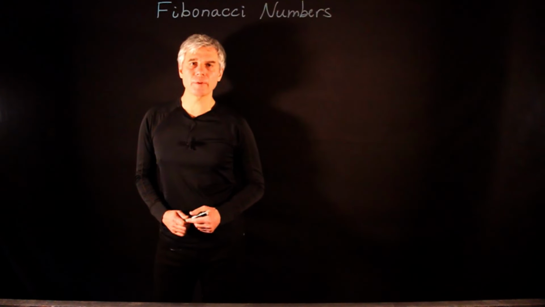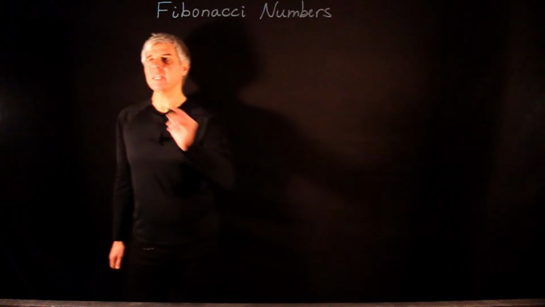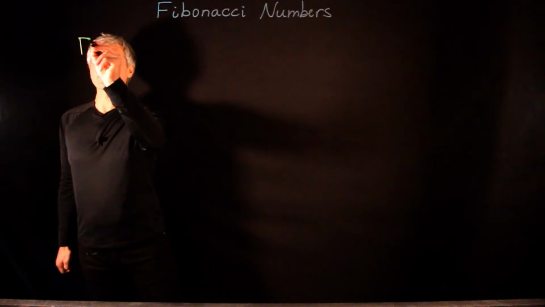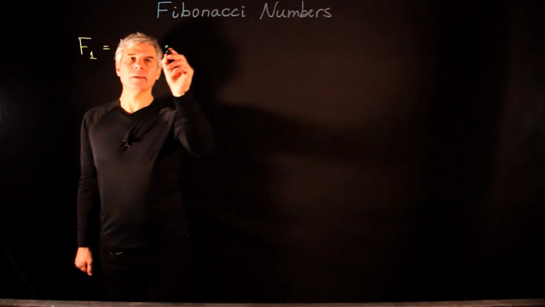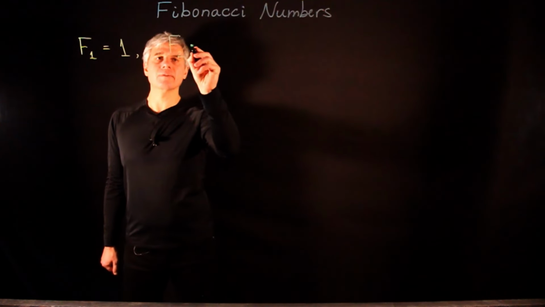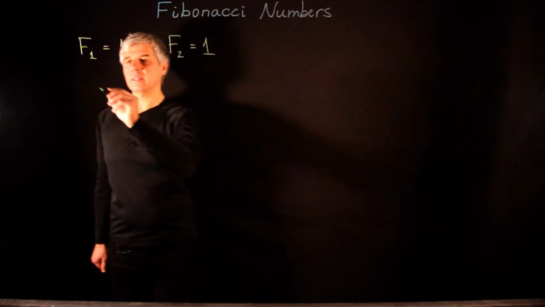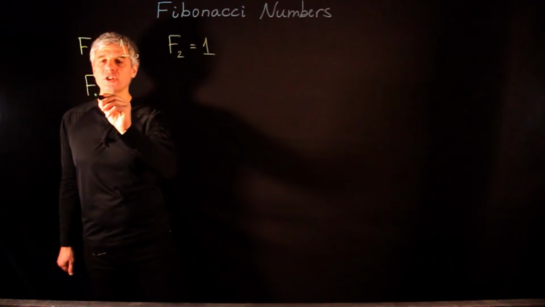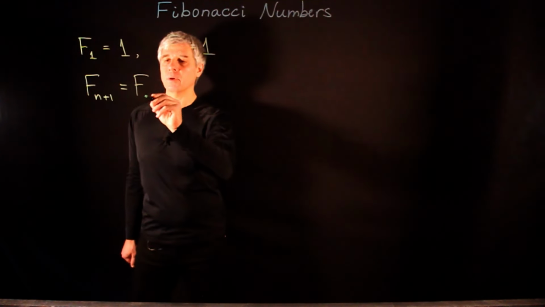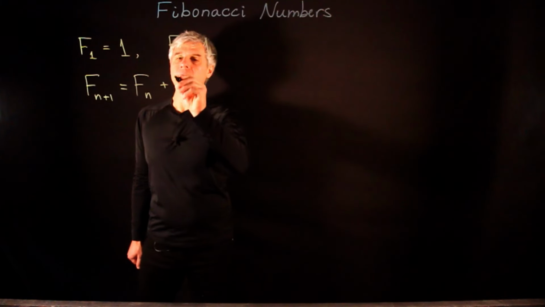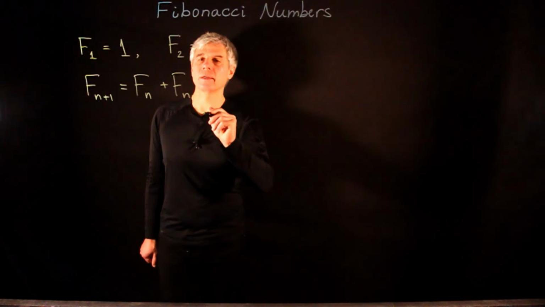Today we will talk about Fibonacci numbers. The Fibonacci sequence is defined in the following way. So the number f1 is defined as 1, f2 is defined as 1, and each subsequent Fibonacci number, fn plus 1, is defined as a sum of fn and fn minus 1.